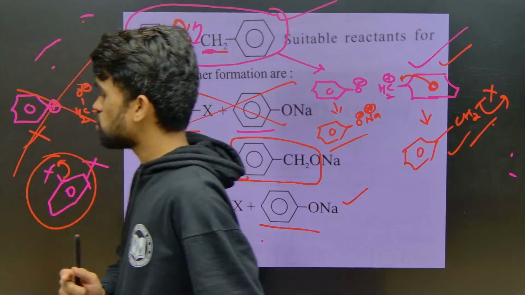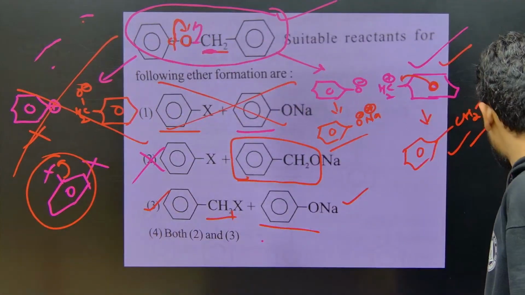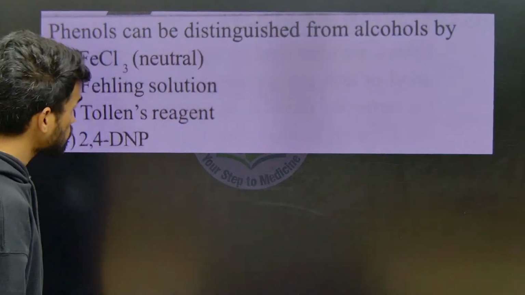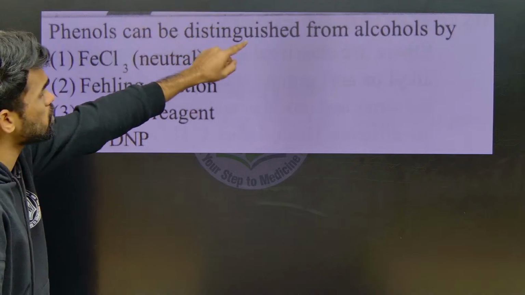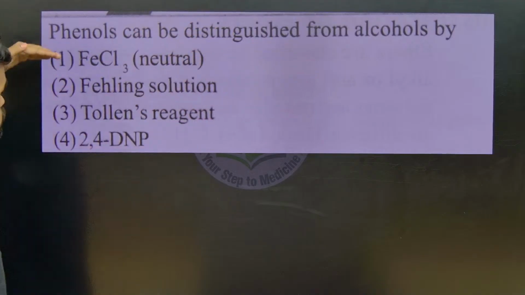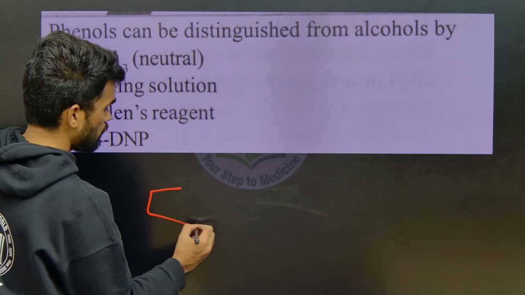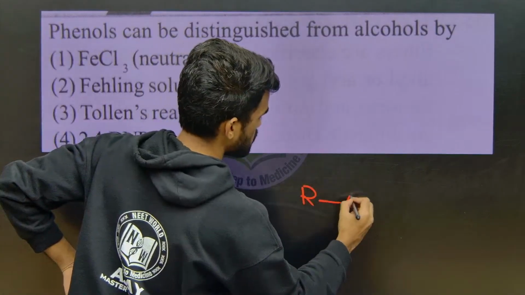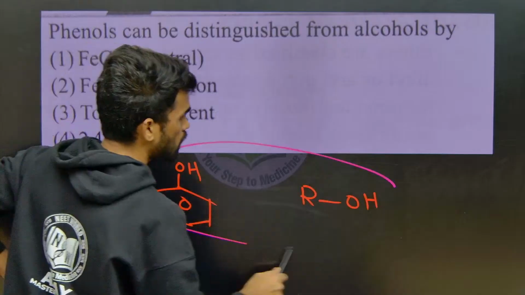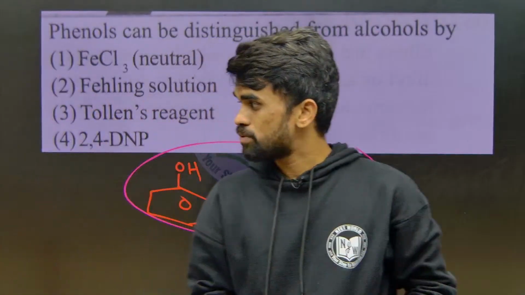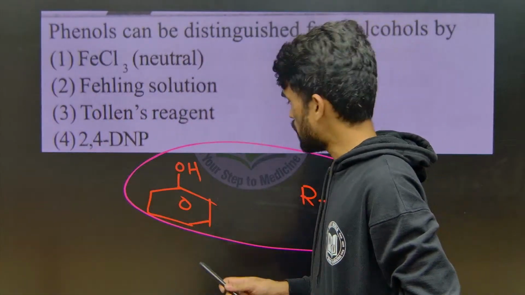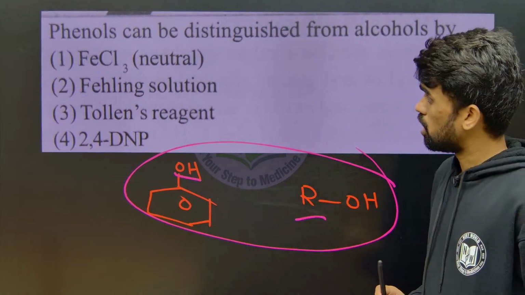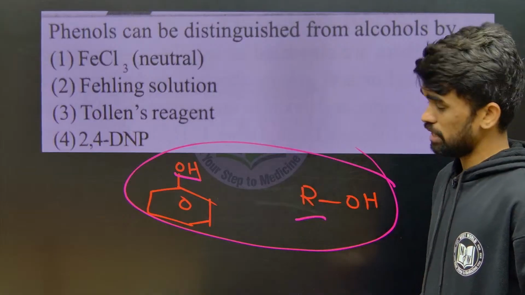With one last question, we'll wind up the session and we'll be coming back in the evening. So now look into this. Phenols can be distinguished from alcohols by, so what we need to do, phenol is like this, alcohol is something like this. The OH group is present in both, but how can we distinguish phenols from alcohols? With which reagent can we distinguish?